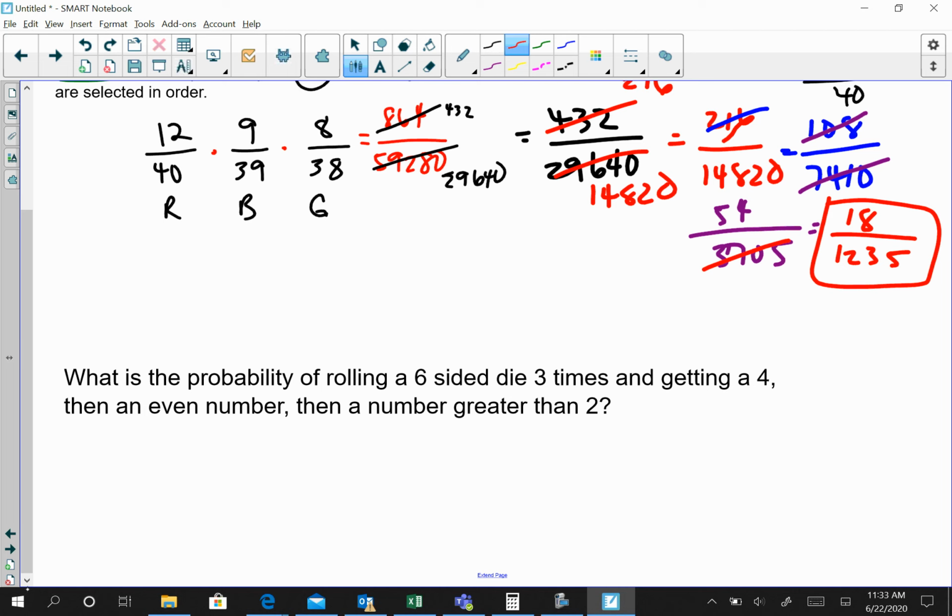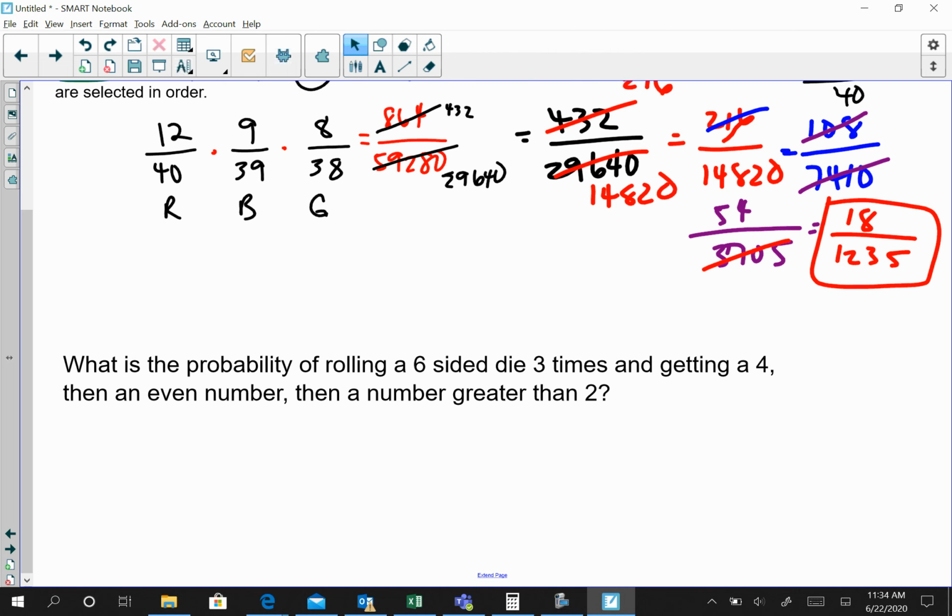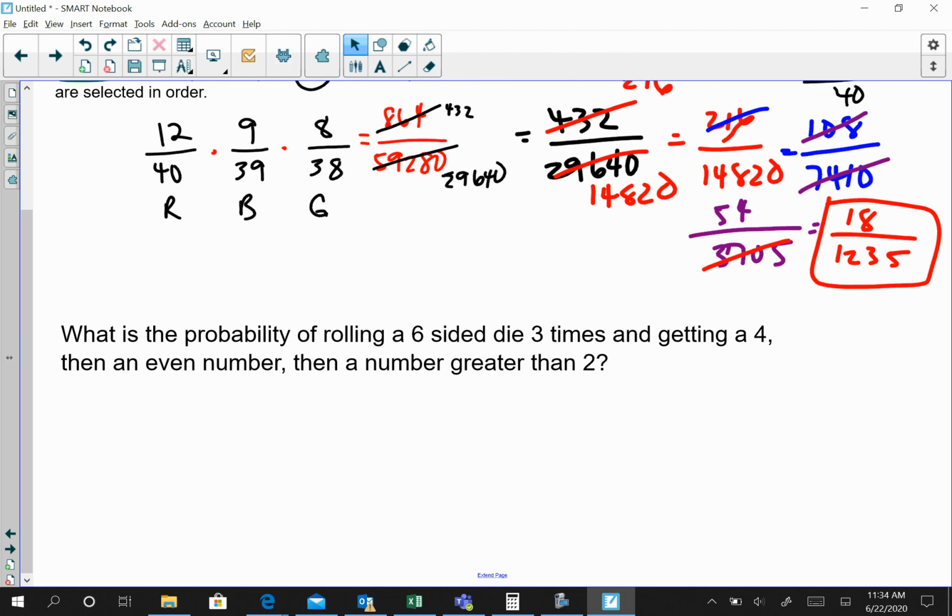All right. What is the probability of rolling a 6-sided die 3 times and getting a 4, and then an even number, and then a number greater than 2? So this is one where your events don't matter individually. You're doing this, and then no change. You're doing it again, and you're doing it again. Whereas before, we weren't putting that marble back. So that's a dependent event, because every time I didn't put that marble back, something changed. Here, I roll a die again, I roll the die again. They're completely independent. I just want to know what is the chance of this happening.